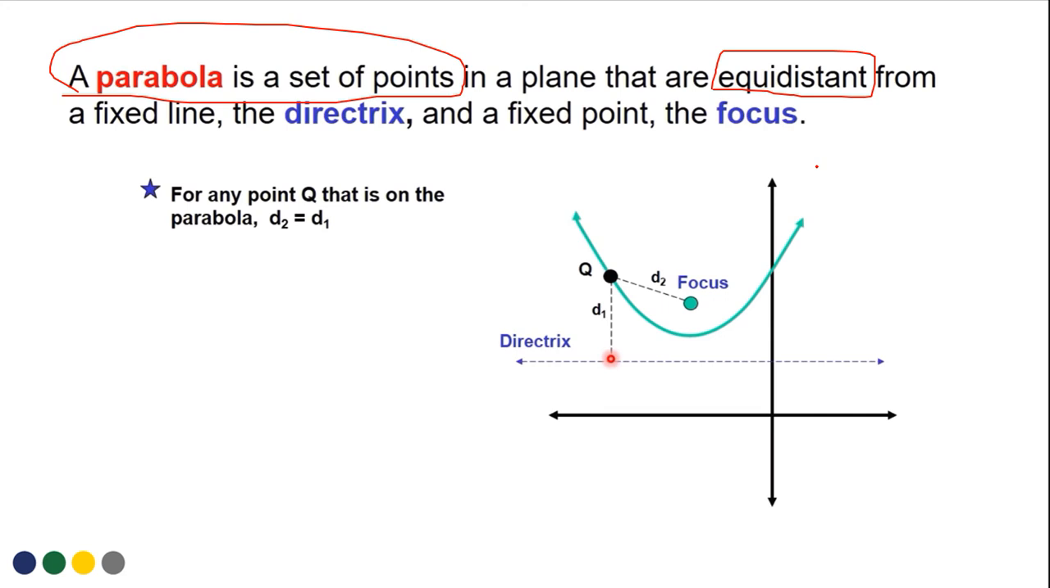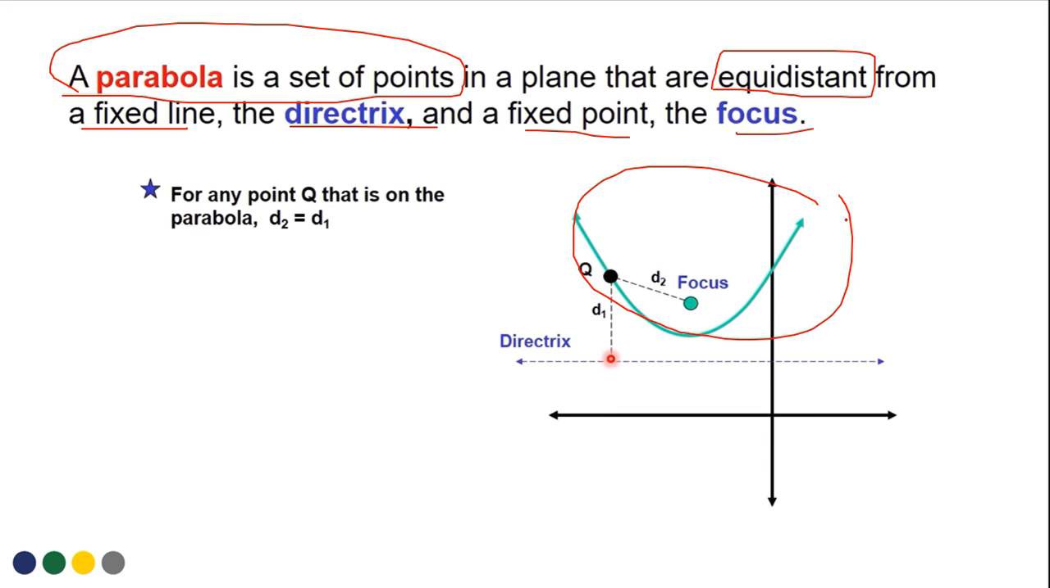So here po, that are equidistant from a fixed line, the directrix, and the fixed point, the focus. We have the fixed point, that is focus, and fixed line, that is directrix. So here is the perfect example for parabola. Parabola has 4 opening. Number 1 is the opening upward, opening downward, opening to the left, opening to the right.